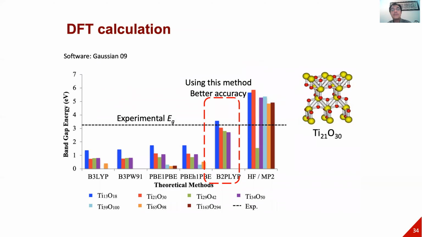For the DFT calculation, we use Gaussian software. And we choose a Ti structure with 21 Ti atoms and 30 oxygen atoms. In this method we use the B2PLYP method in predicting the trend of the band gap energy. Why? Because B2PLYP has better accuracy in predicting the band gap energy compared to other methods such as Hartree-Fock and other modern hybrid functional methods.